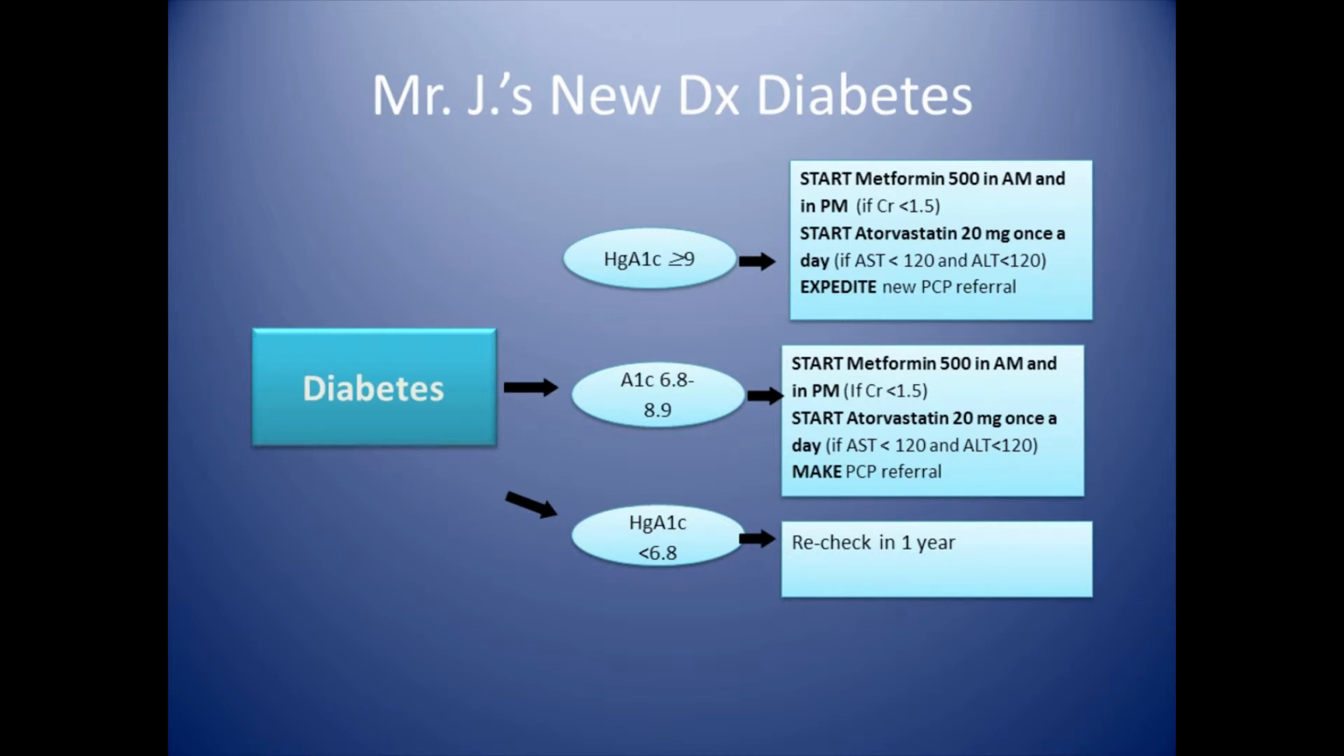The Atorvastatin does not need to be taken at night if it is easier for a patient to take it once daily in the morning with the rest of his medications. If the hemoglobin A1C is between 6.8 and 8.9, we recommend the initiation of both metformin and Atorvastatin, and they should have a primary care referral. If the hemoglobin A1C is less than 6.8, we recommend rechecking in 1 year.